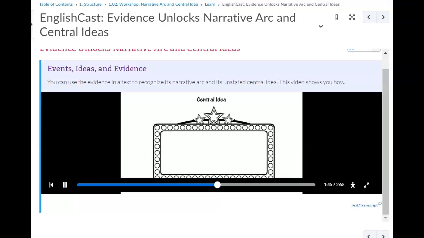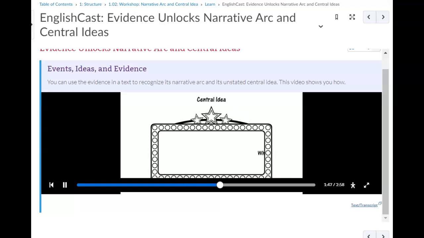Why is it important to understand the narrative arc? Analyzing the components of the narrative arc helps us determine the work's central idea. A central idea is the overall main idea or message in a text. Sometimes, authors will state outright the central idea of their work. Other times, they let their stories speak for themselves, and you must work to uncover the central idea.